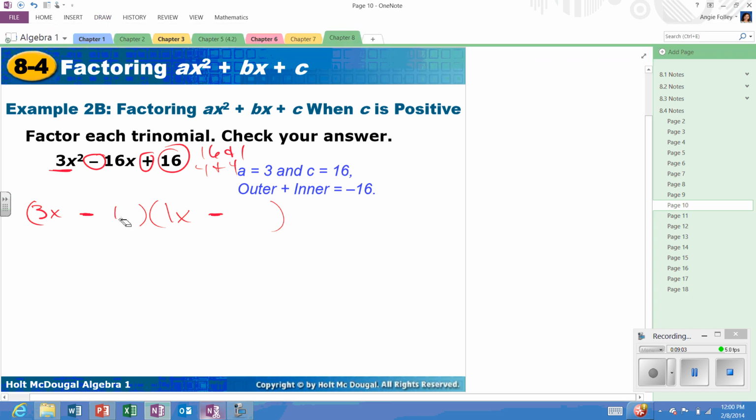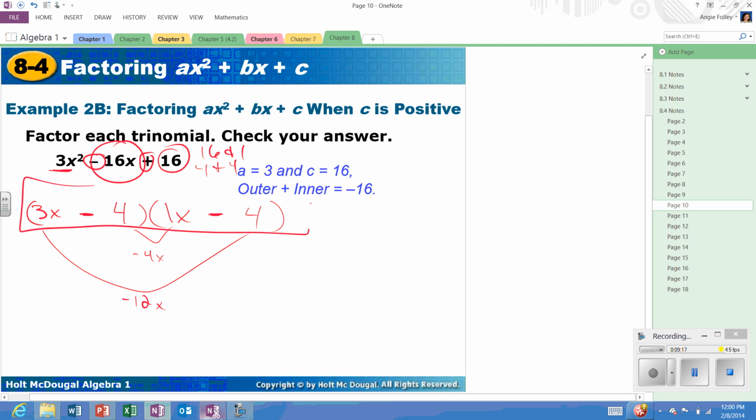So I'm going to try 4 and 4. This is going to give me negative 4x. This is going to give me negative 12x. Negative 12x plus negative 4x, that does equal negative 16x. So we are correct here.